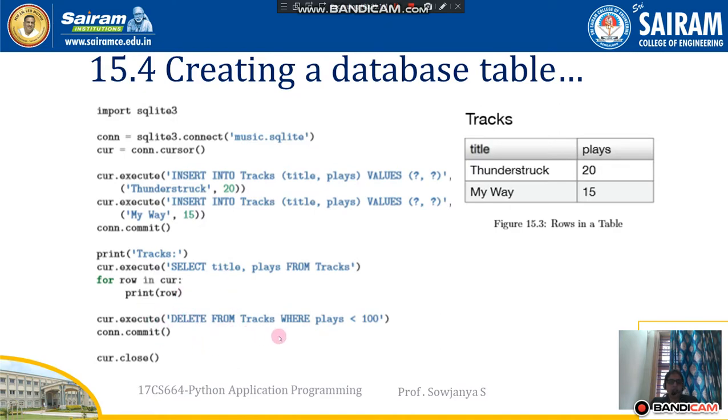What does this delete do? DELETE FROM tracks WHERE play < 100. Whenever you have information where play is less than 100, that information will be deleted, and it will execute this statement on whatever rows are there. You can see Thunderstruck and My Way; this is less than 100, so it is going to give you the play values less than 100. 20 and 15 are less than 100, so it is giving those particular values.